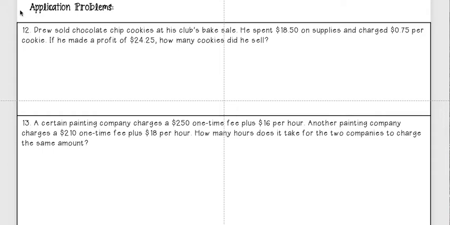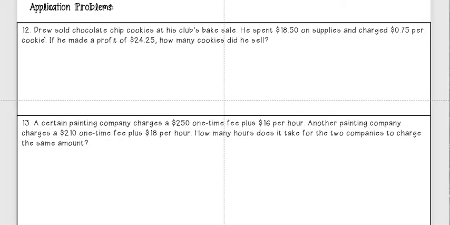So for this last video, we're going to be talking about application problems. Again, with these application problems, it's really important to highlight, circle, whatever you need to do to find those key pieces of information so they can help you build out your equation.